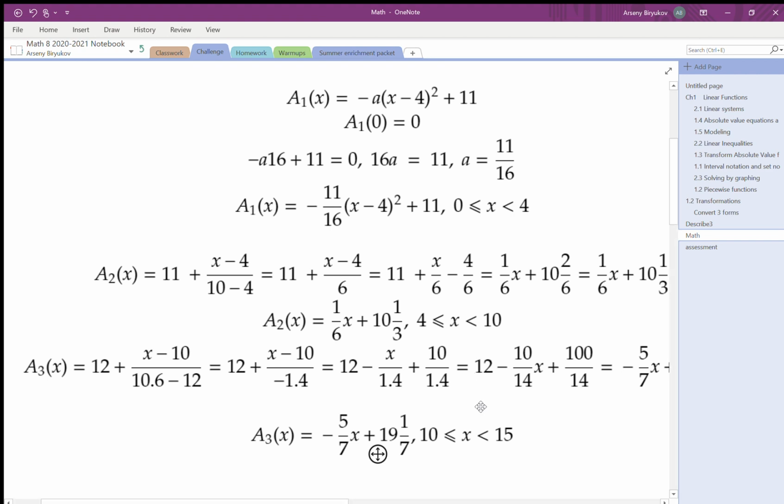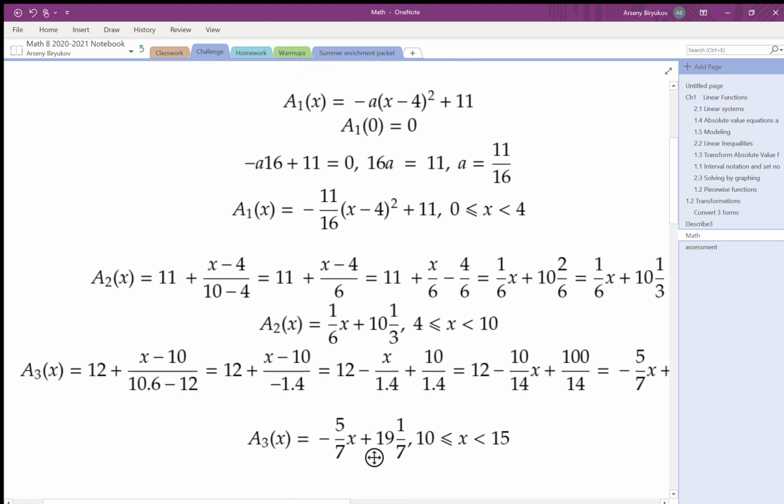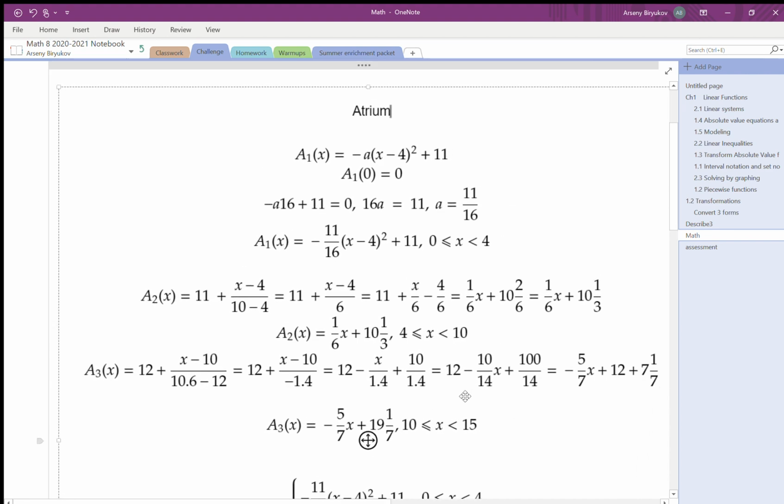For the third piece, we may use the same formula as before, because this piece also fits the requirements. Putting this formula into practice will result in A3(x) = 12 + (x - 10)/(10.6 - 12).